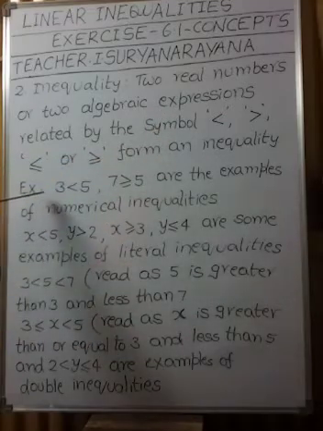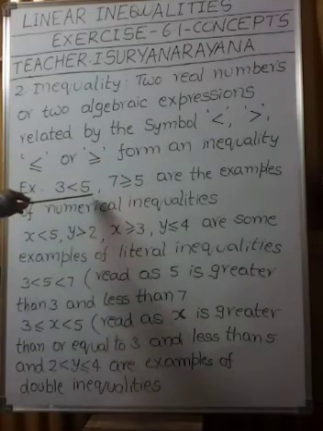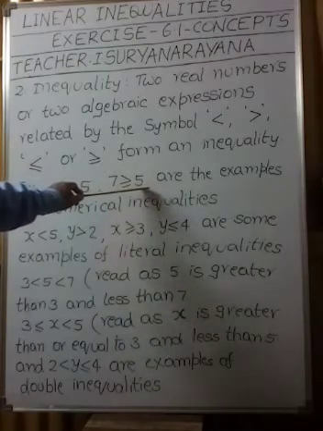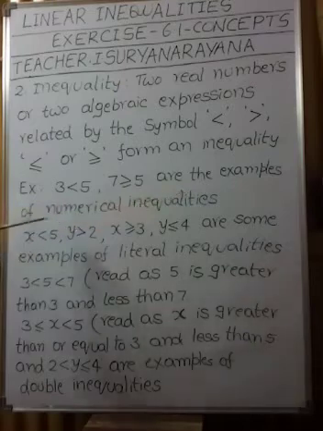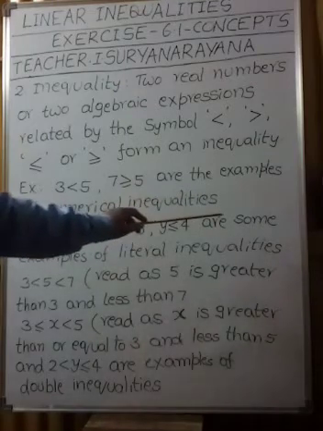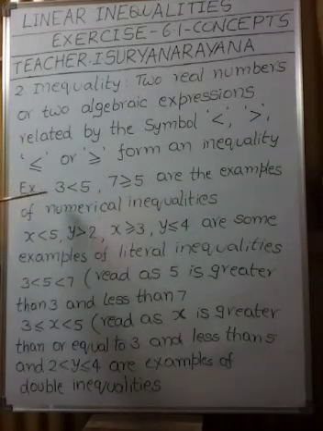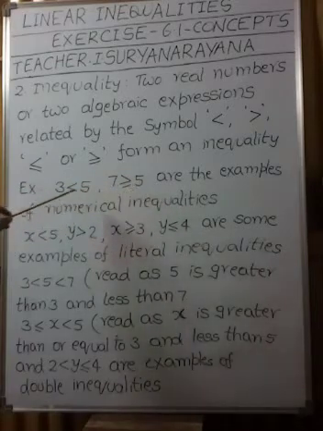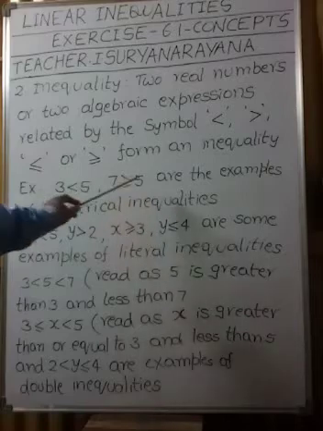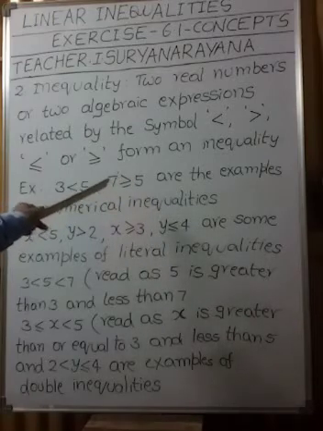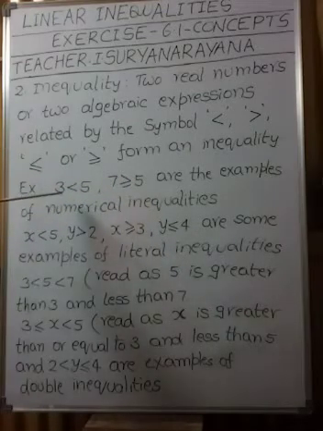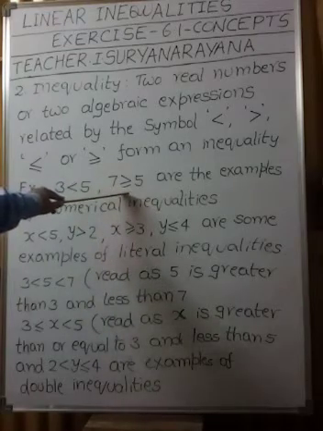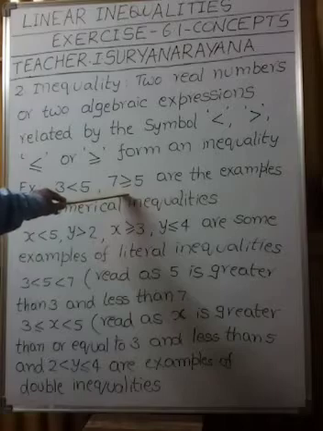Example: 3 is less than 5. 7 is greater than or equal to 5. These are the examples of numerical inequalities. If you observe these mathematical statements, here no variable is there, only numerical values. By using the numerical values, we have written one inequality. This is another inequality. Understood this point, my dear children?